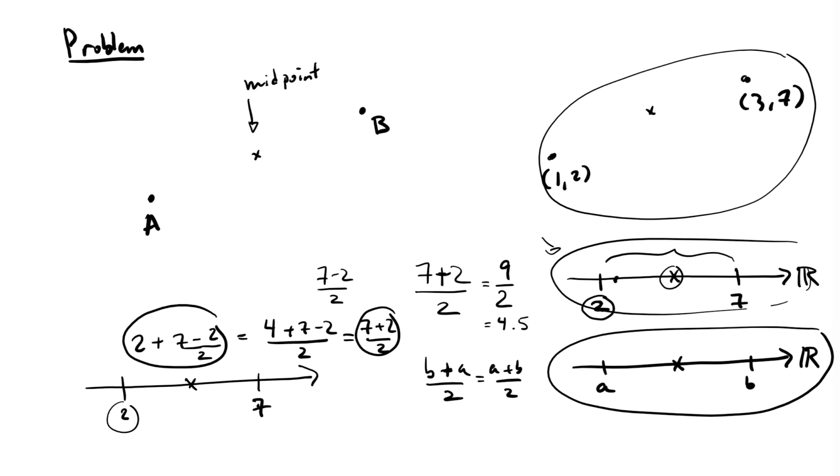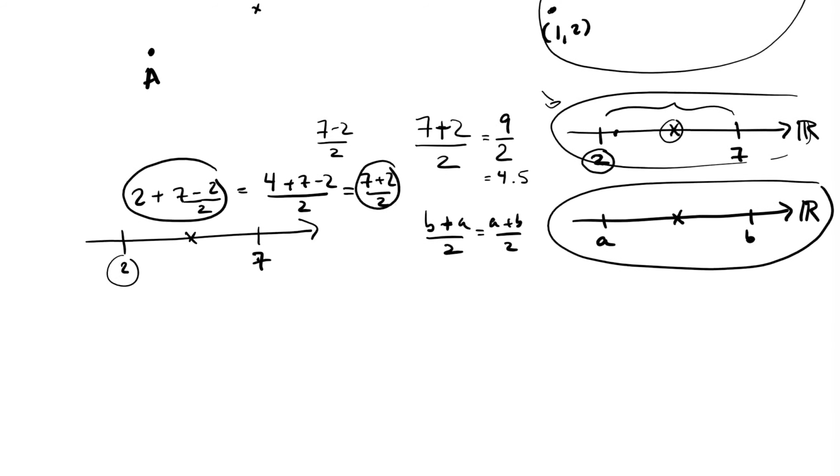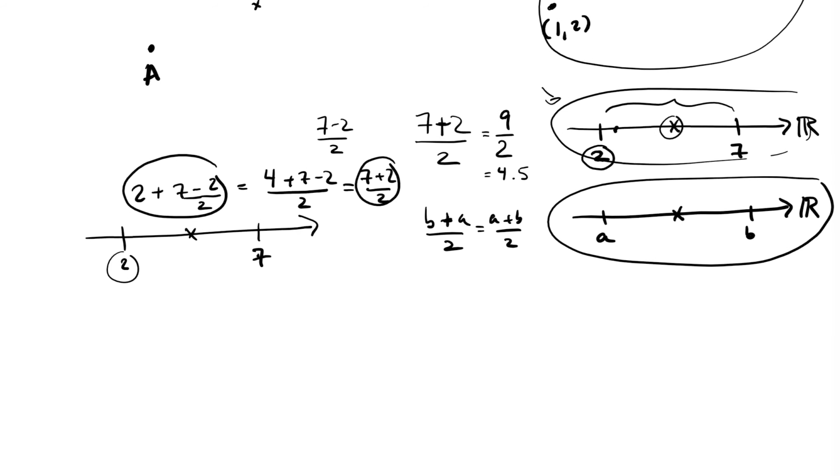So let's come back to our general problem. So we're given a point with coordinates, maybe this is A1, A2, and B with coordinates B1, B2. And I'd like to get the midpoint. Let's draw a line here. I want to get the midpoint.